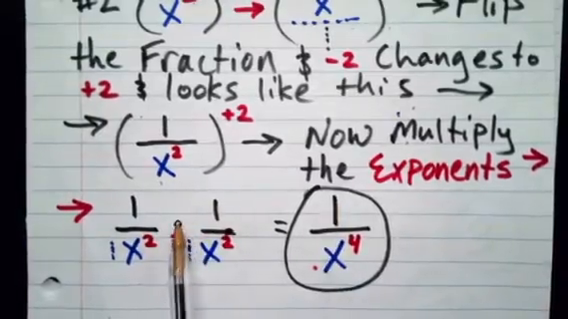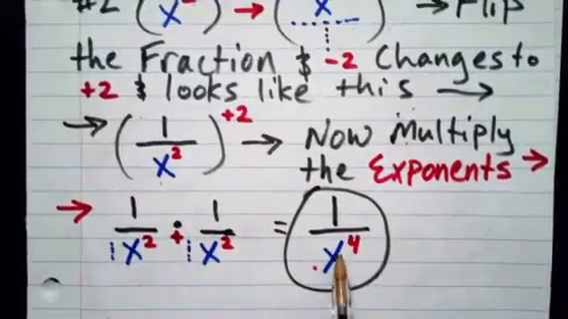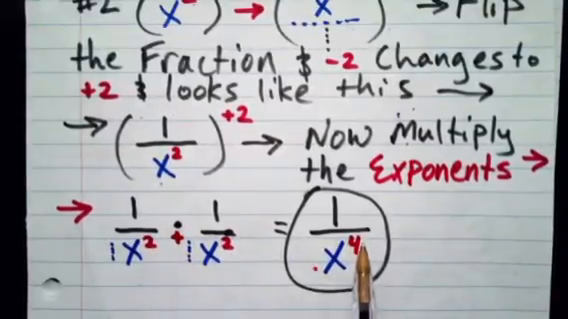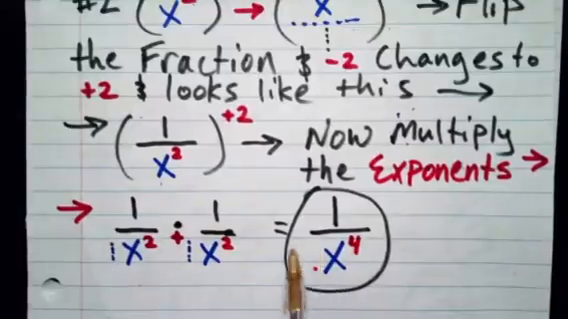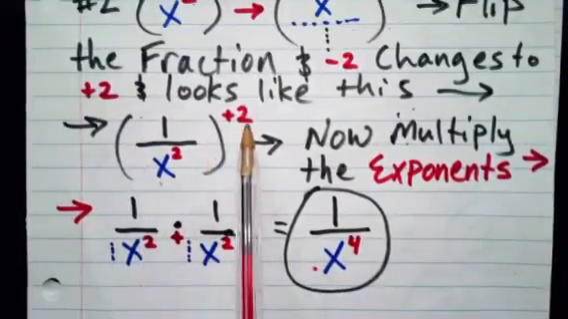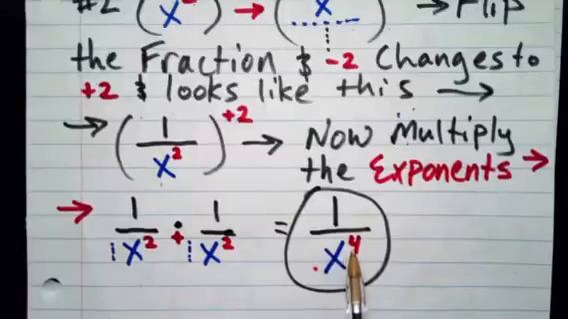Right? Remember, we're multiplying here. 1x times 1x is 1x. And when we multiply, we add the exponents. 2 plus 2 is 4. Okay, so that's the reasoning behind this example. After you flip this fraction, the exponent becomes positive. Now you can multiply. 2 times 2 is x to the 4th power. 1 over x to the 4th power.